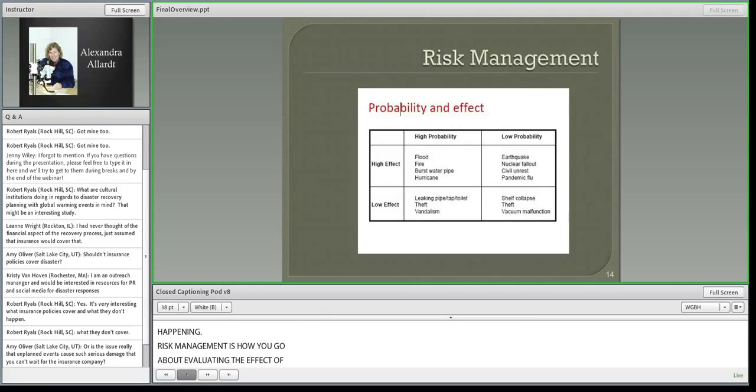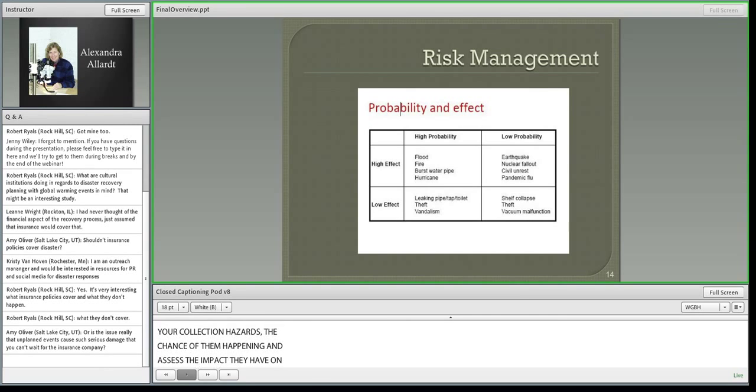That means that the goal of risk management for the preservation of our collections is to identify your collection hazards, the chance of them happening, and assess the impact they have on collections to identify which ones have the most damaging and costly effects for recovery. A risk management approach to disaster planning provides a reasoned method for considering the most difficult decision we face: how limited resources can best be applied to the protection of collections.